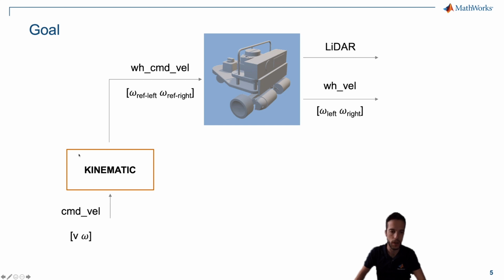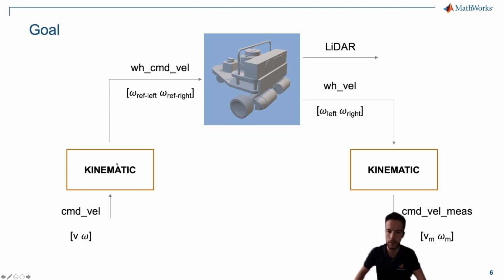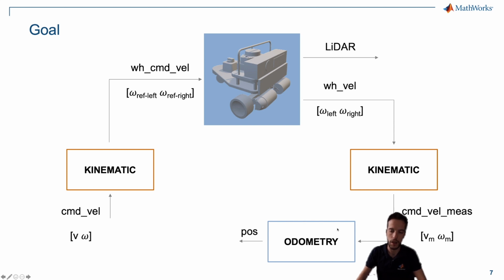We will use this module both in the input part, as you can see, but also in the output. In this way, simply by changing the input and the output port, from the measured omega left and omega right, the two measured speeds of the right and left wheels, we can get the Vm and omega m, the measured linear speed and the measured angular speed. The next module will be the odometry. The odometry is the module that extracts the position information from the actual measured speed of the robot. So from the speed to the state of the robot.